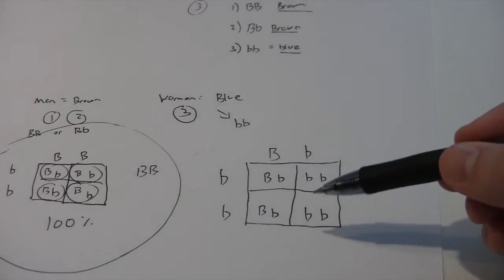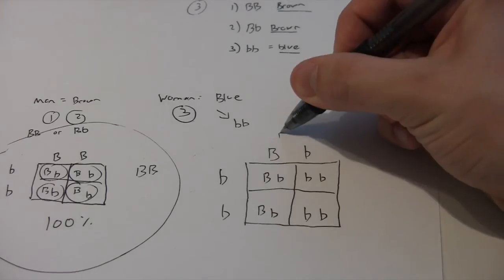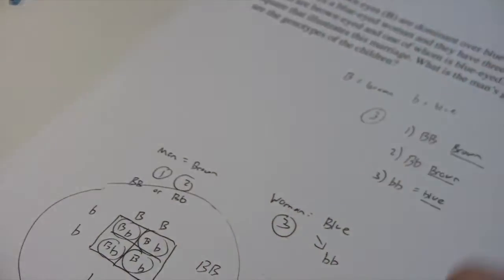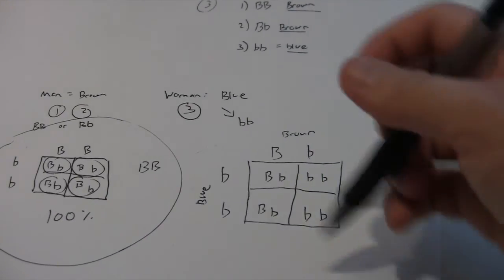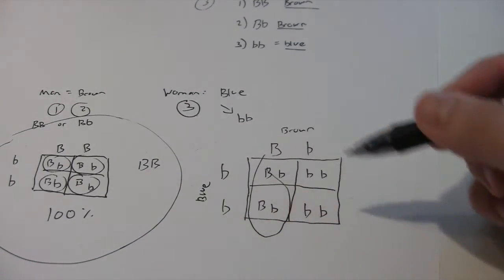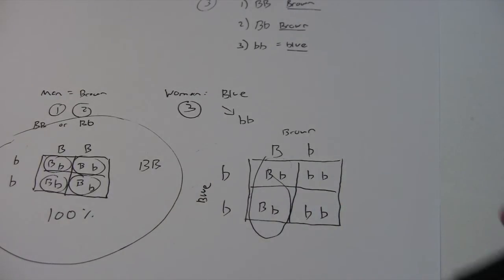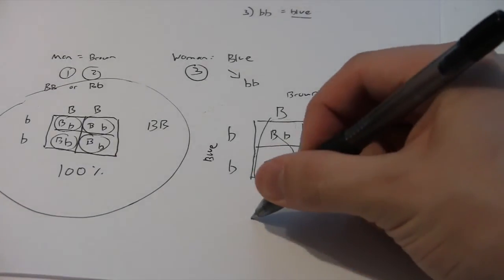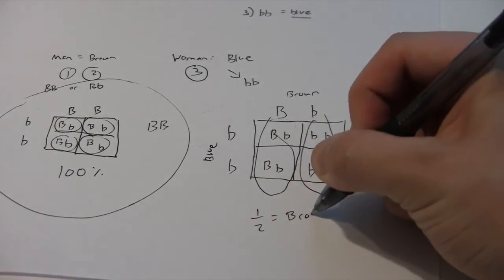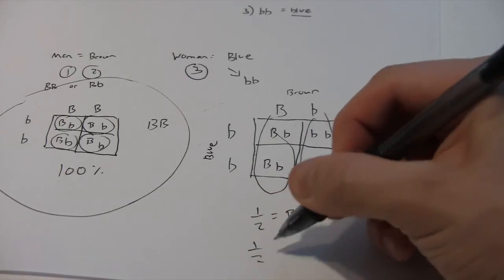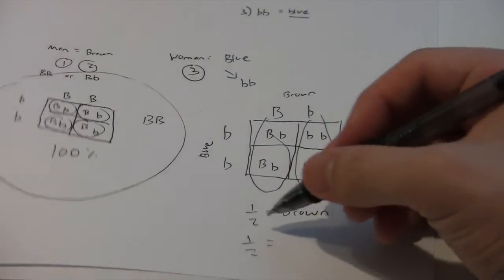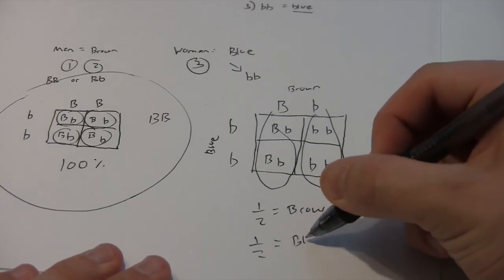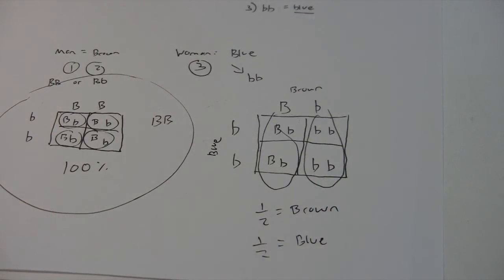So, according to this Punnett square, if we have the father with brown eyes and the mother with blue eyes, according to the parameters given to us by the problem, we'll see that 50% of the offspring have brown eyes and the other 50% have blue eyes. So this does fit the parameters of the problem. Half of all offspring, statistically speaking, will have brown eyes, and 50%, or half, of the offspring of this specific cross will have blue eyes.